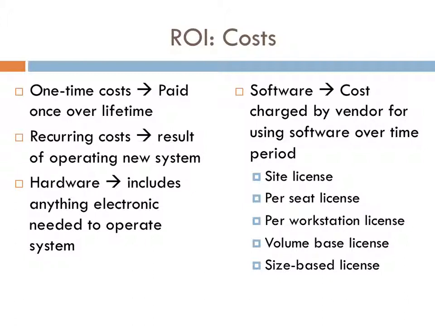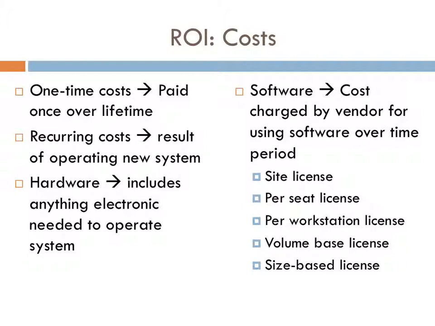Software is the cost charged by the vendor for using the software over the time period. If you've heard the term licensing while working with a PACS, this is what it is referring to. Vendors license their software to their customers to use, and there are a few different ways that they are able to do this. First, there is the site license, which means that any number of users at a specific site can have access. There is a per seat license, which has a maximum number of accessible users allowed on the license. There is a per workstation license, which goes by licensing hardware instead of licensing as far as users go.